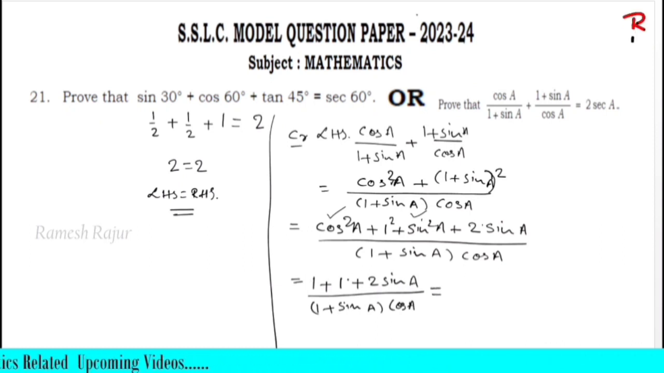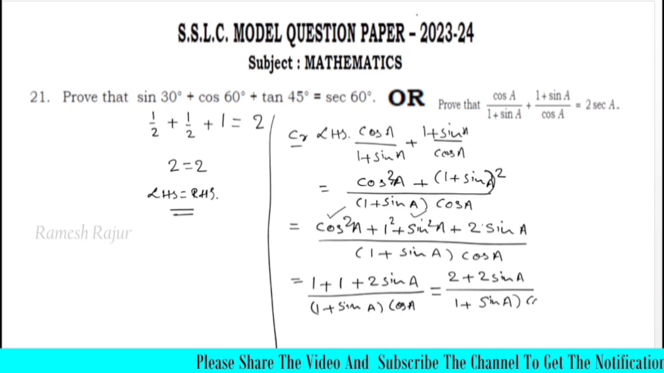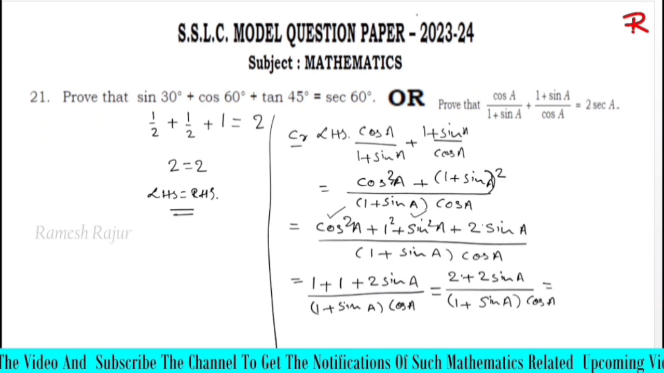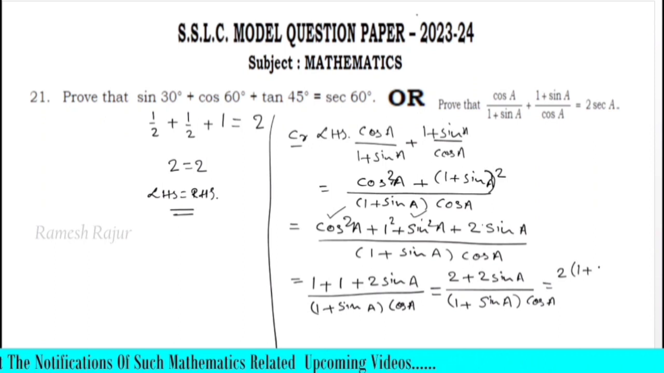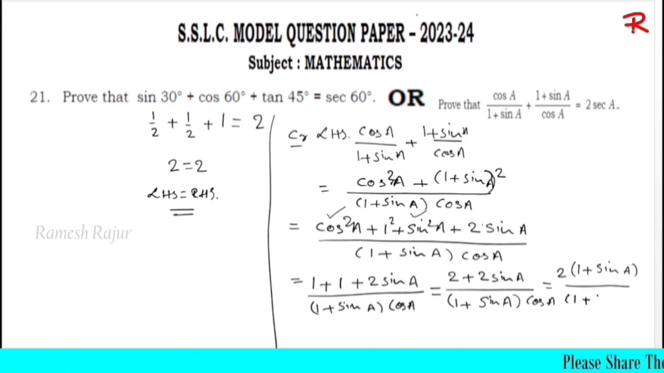That is equals to 1 plus 1 is 2, 2 plus 2 sin A by 1 plus sin A into cos A. Here, taking the 2 as common in the numerator, we remain with 1 plus sin A, and the denominator will be the same, that is 1 plus sin A into cos A.